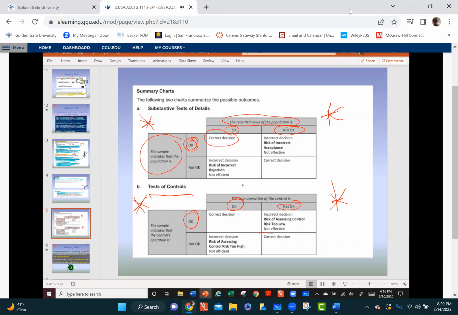Sample says population is okay, and it is okay. That's a correct decision. Sample says population is okay when it's not okay. That's the risk of incorrect acceptance. The audit is not effective. Okay. Sample says population is not okay, and it's really not okay. That's a correct decision. Sample says population is not okay when it is okay. That's the risk of incorrect rejection. The audit is not efficient.